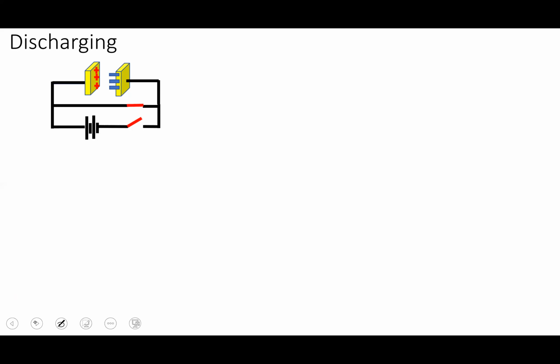So S1 is closed. In this case, we can see the charge is going to flow from the positive terminal towards the negative terminal like this. And it will keep on flowing again and again. Now, again, if we draw a graph over here with respect to time, this.